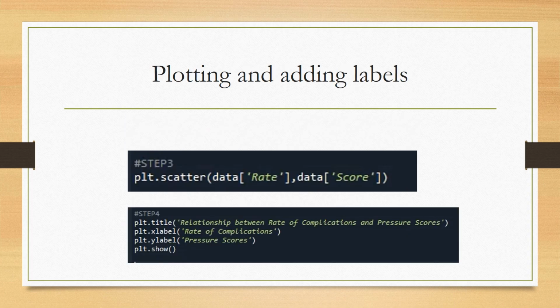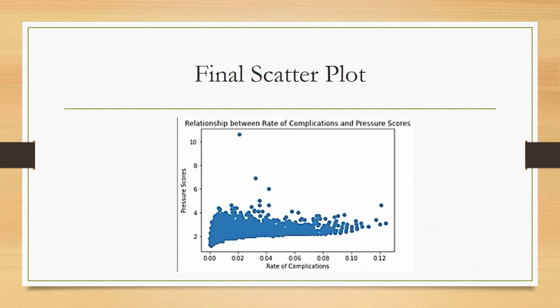To give our scatter plot a title, we will use plt.title. We will use plt.xlabel to label our x-axis as the rate of complications, and plt.ylabel to label our y-axis as pressure scores. This is how our final scatter plot should look in Python, with the relationship between the rate of complications and pressure scores.